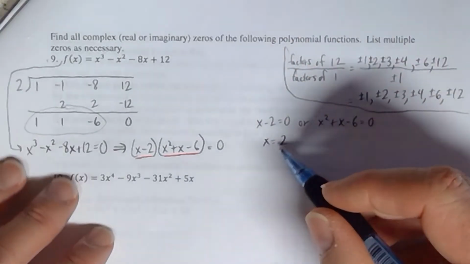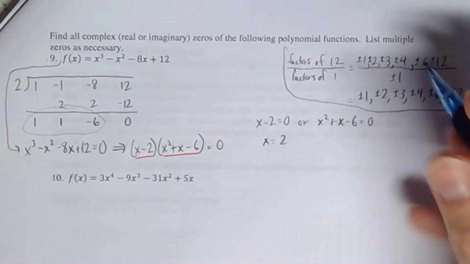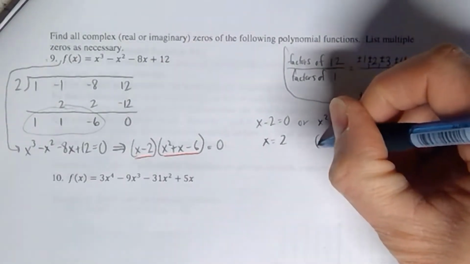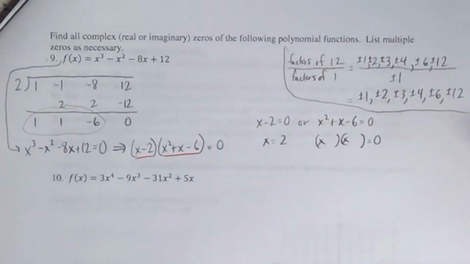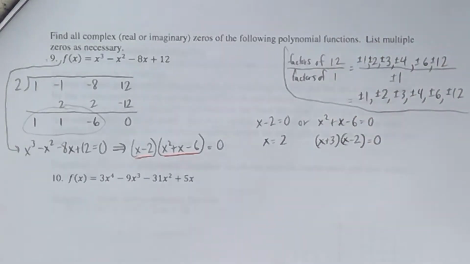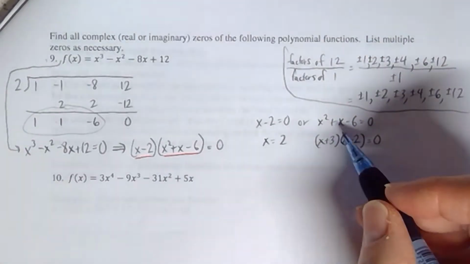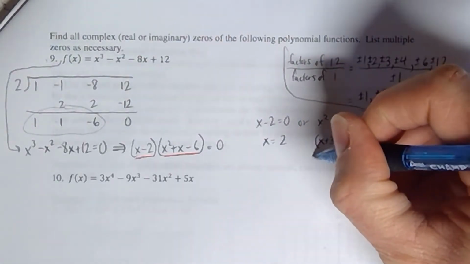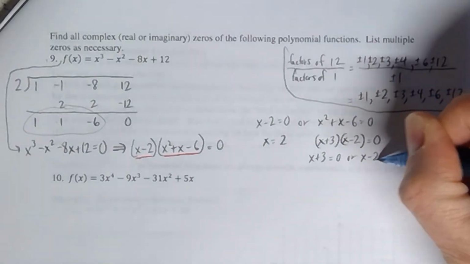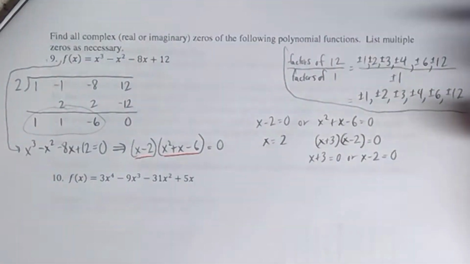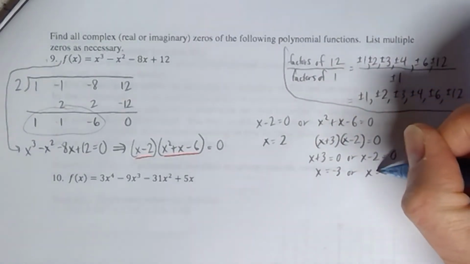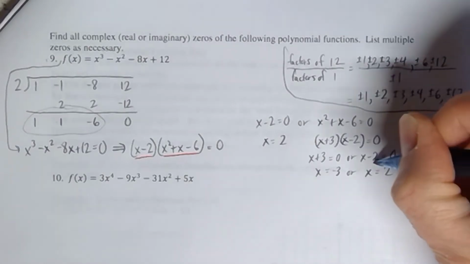Since the first one's linear, you just move the 2 over. Since this one is quadratic, though, I need to factor the non-zero side of the equation. If you do the Berry method, we end up getting plus 3 and minus 2 on that. And as you guys know, once you do the factoring in a quadratic equation, you need to set each one of these factors equal to 0 and solve those equations. We get -3 or 2.